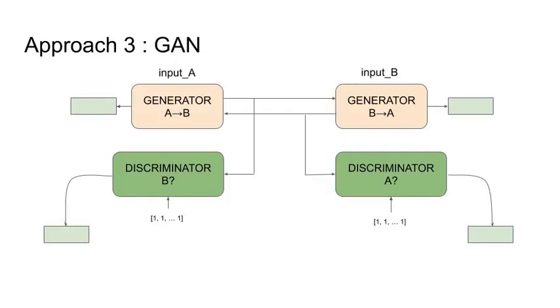For the third approach, the GAN, we take inspiration from CycleGAN and train two generators, one transferring style A to B and the other from style B to A.